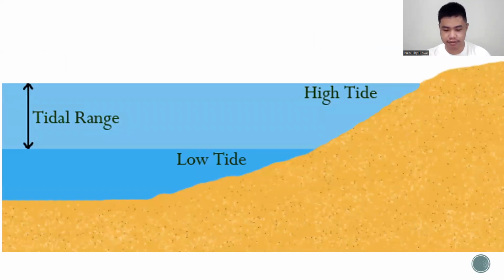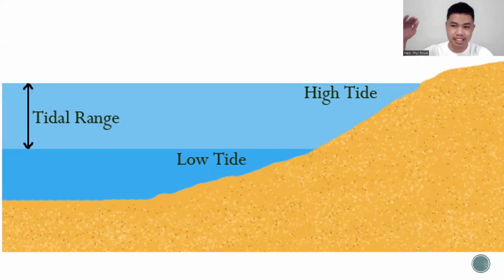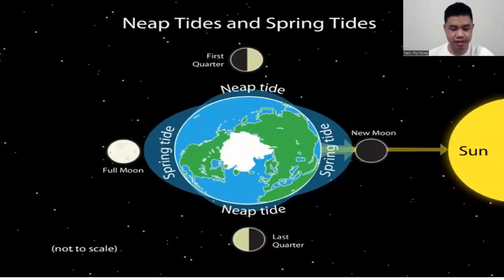So for me, tides are the water level of the ocean that goes from its highest point to the lowest point, and vice versa. It depends on the moon's gravitational force, or the moon's position. Basically, the tide's high and low water level movement is caused by the moon's gravitational force or the sun's. That's basically my understanding of the tides.